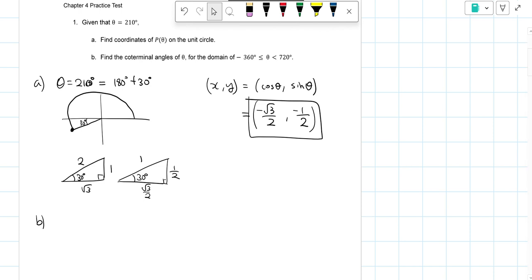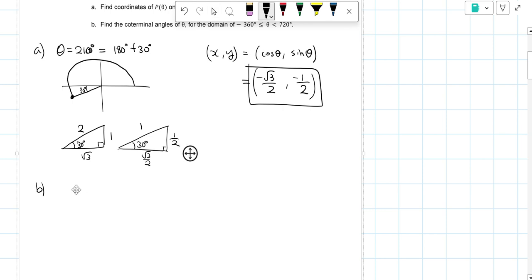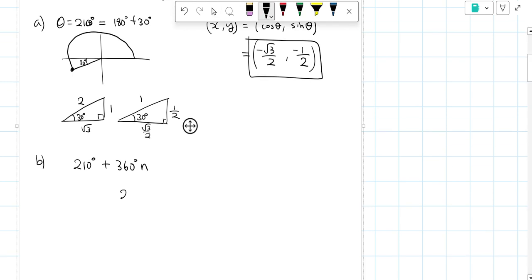Looking at part B, find the coterminal angles of theta for the domain of negative 360 degrees to 720 degrees. First of all, I can find the coterminal angle of 210 degrees simply by adding 360 degrees times n. Now, because of the domain going from negative 360 to positive 720, I can think of that starting from 210 degrees, the starting point, I can go minus 360 once, which is going to be negative 150 degrees. And I can go up as plus 360 degrees, which is going to be 570 degrees.